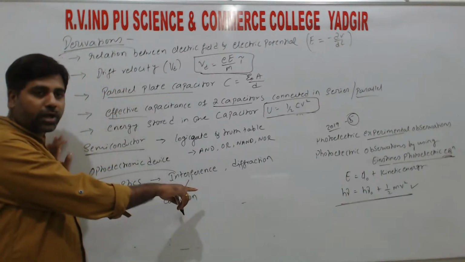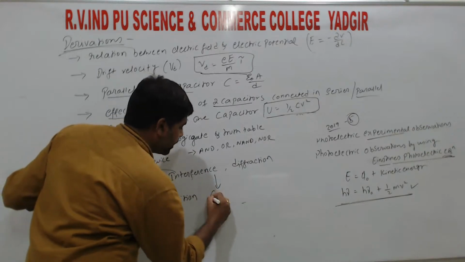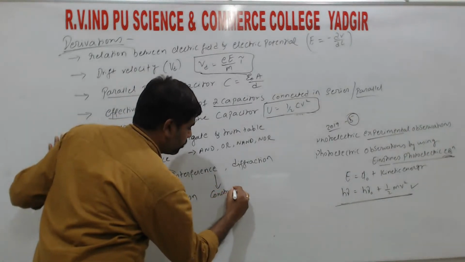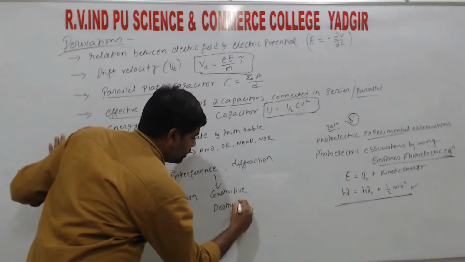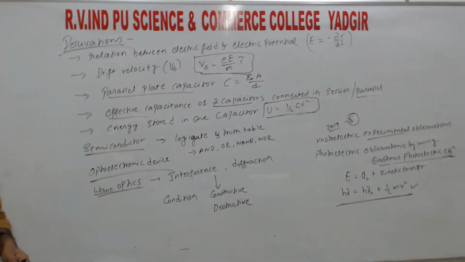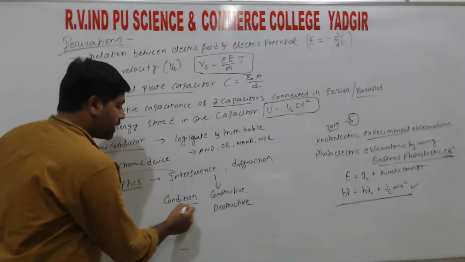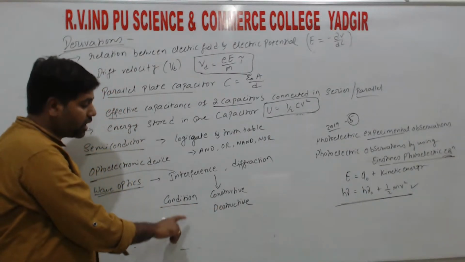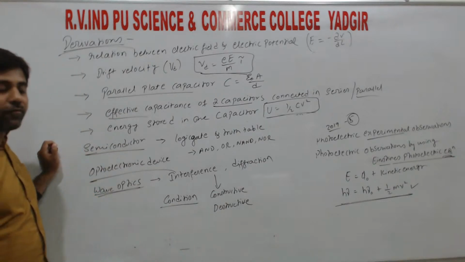That is, we have two types of interference. One is constructive interference and another one is destructive interference, right. So conditionally, constructive and destructive, two conditions come. One is in terms of path difference and one in terms of phase difference, right.